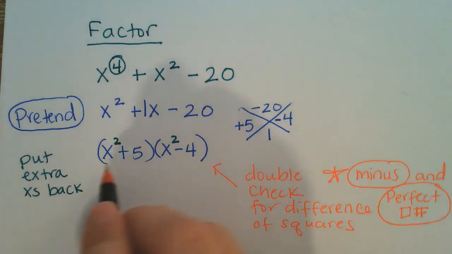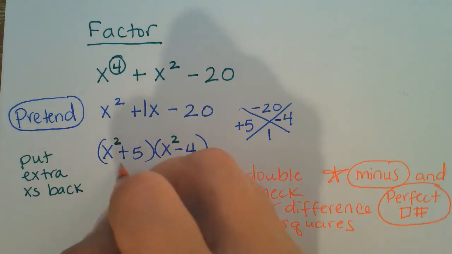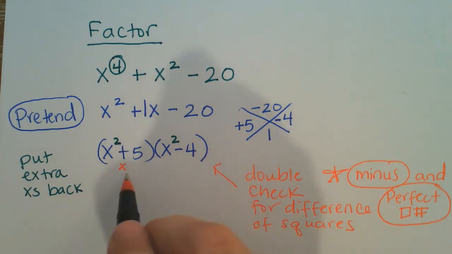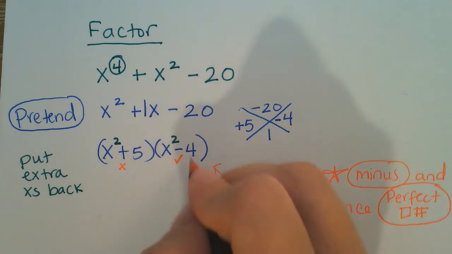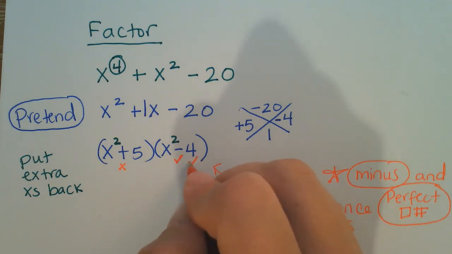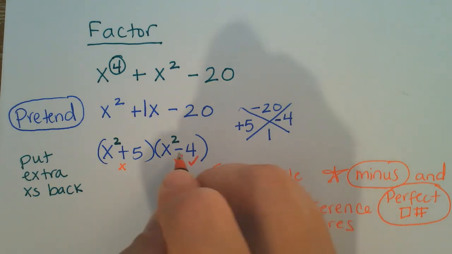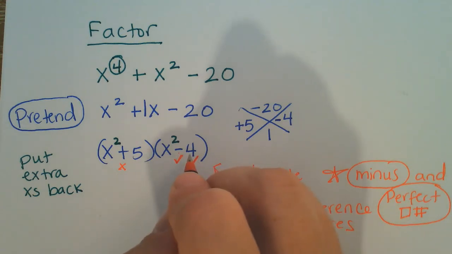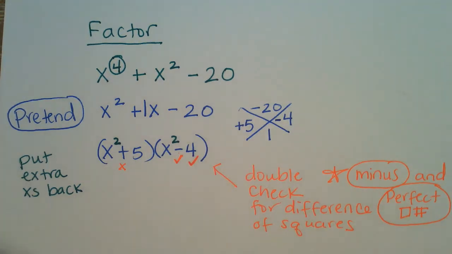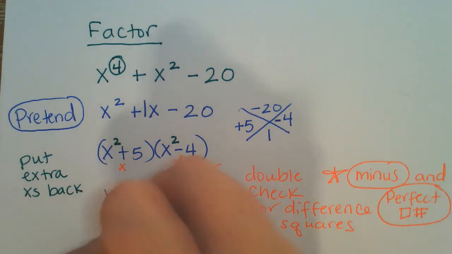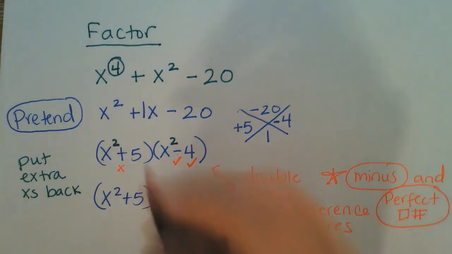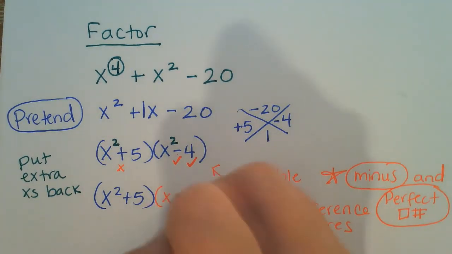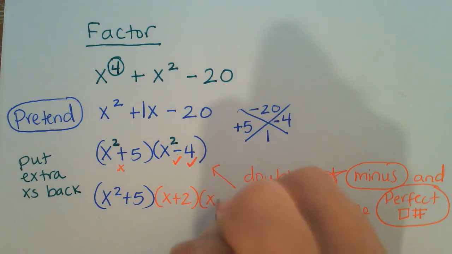So in x squared plus 5, well, I have a plus sign, so that's not going to factor more. That is not a difference of squares. But over here, this is a minus, and 4 is a perfect square. It's 2 times 2, or I'm going to use a positive 2 times a negative 2 in order to make that negative 4. So we keep x squared plus 5, and we factor this difference of squares. It becomes x plus 2 and x minus 2.